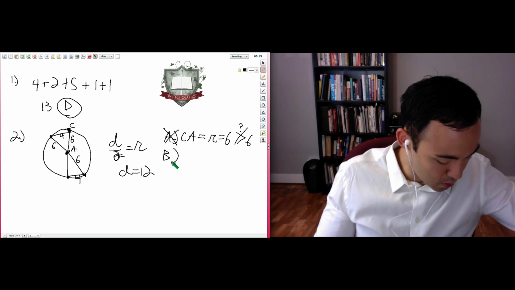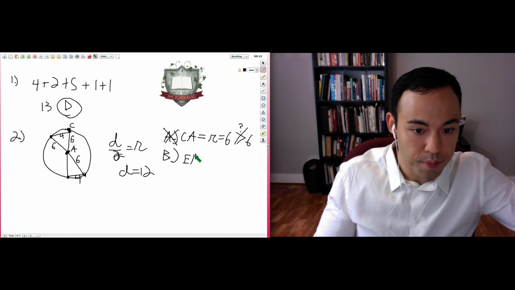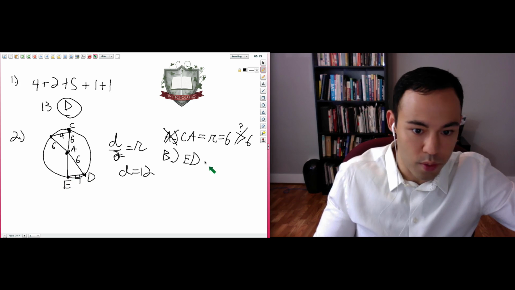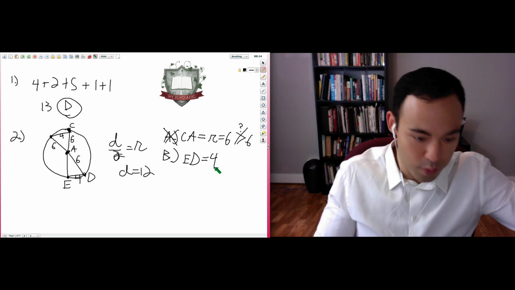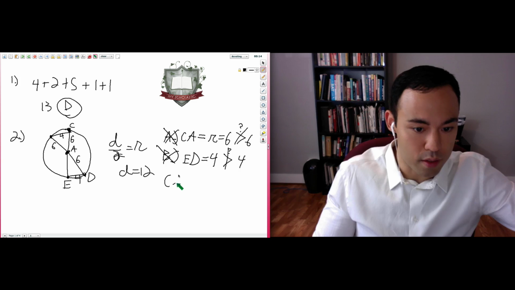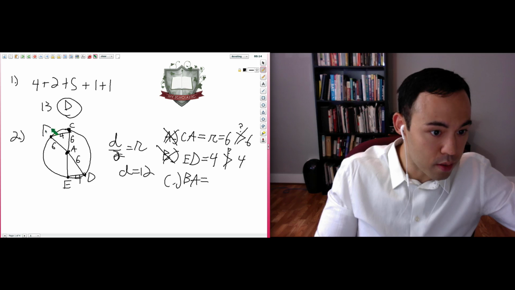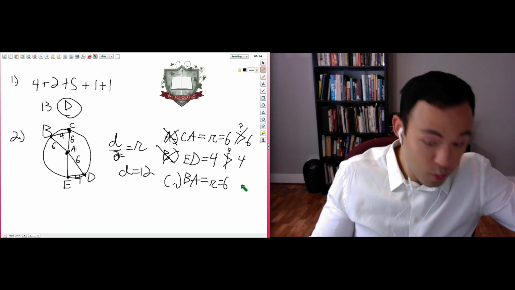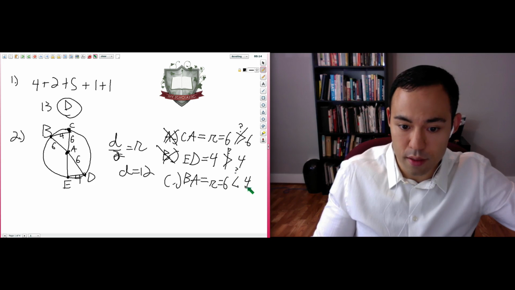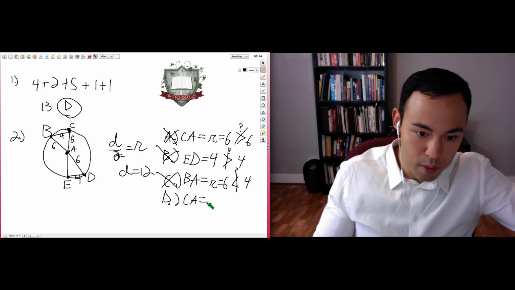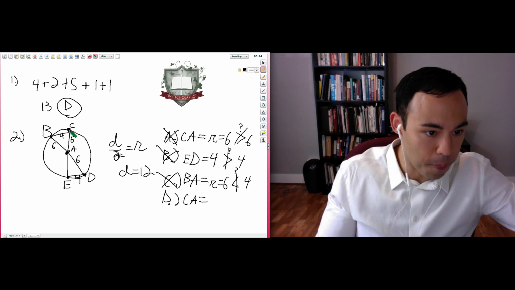And let's look at B now. So ED. ED is this segment right here. Maybe I should have just drawn out all the diagrams beforehand. So ED is the chord, which is equal to 4, and is 4 greater than 4? The answer is no. So this is not our correct answer. BA. Let's see, here's our B. So BA is the radius, which is equal to 6. And then we're asking ourselves, is 6 less than 4? The answer is no. This is good old process of elimination that we talked about in our first video.